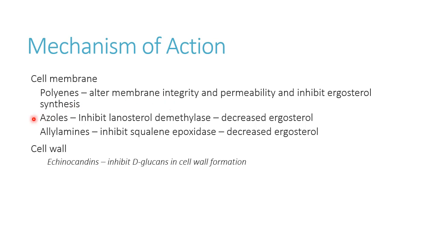Other things, azoles are going to be working on the same mechanism via a different pathway. In this case, you're going to inhibit lanosterol demethylase, which will decrease ergosterol synthesis. For your purposes, just know decreasing ergosterol synthesis is going to increase the permeability of that fungal cell wall, right? The integrity goes down. The allylamines will work on a different enzyme. So again, different mechanisms to basically get to the same point where you're decreasing that ergosterol synthesis.